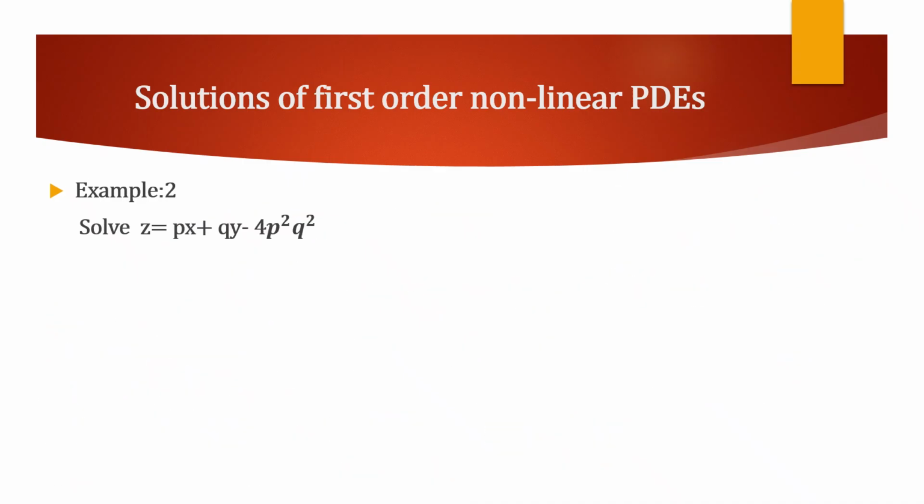So now let's see another example. So this is our second example. Solve z is equal to px plus qy, the first two terms are fixed, and then we have a function f of p comma q. So this is in Clairaut's form. So we have a second form of PDE.